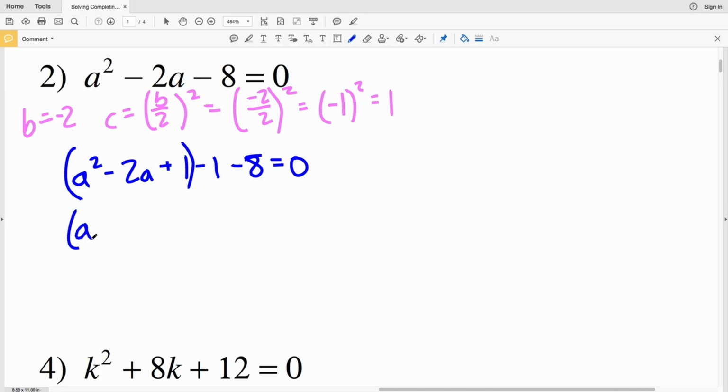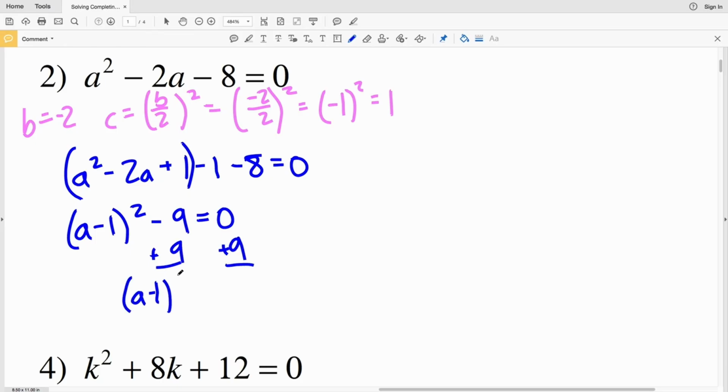So I'll have (a minus 1) squared, and then I'll combine my like terms, minus 1 and minus 8, to get minus 9. And that is all equal to 0. So now I'll move that 9 to the other side by adding 9 to both sides to get that (a minus 1) squared equals a positive 9. You can see that that's the same value on the right-hand side that I would have gotten if I added 8 and then added 1 to both sides, because 8 plus 1 is 9.